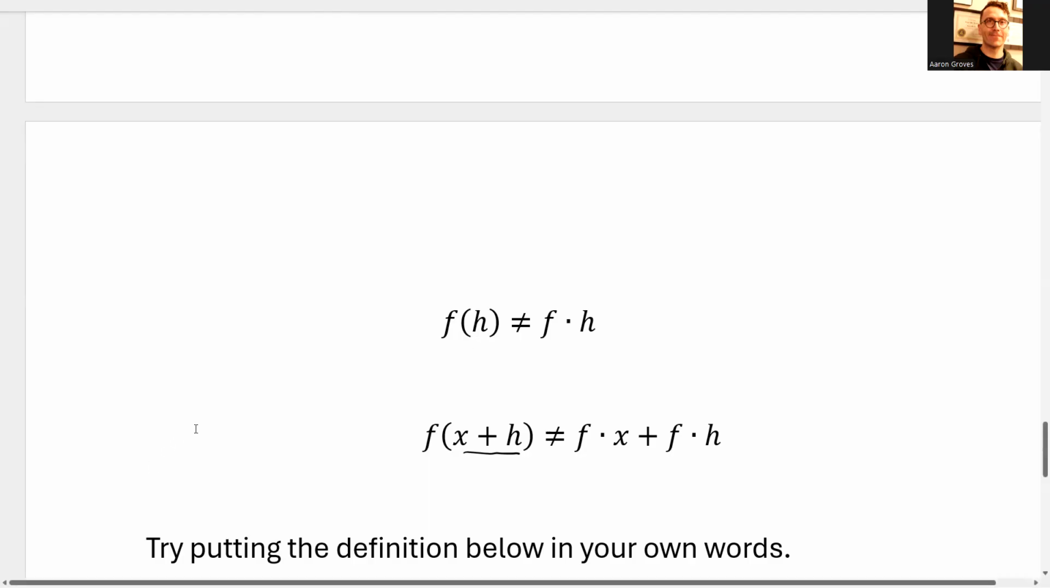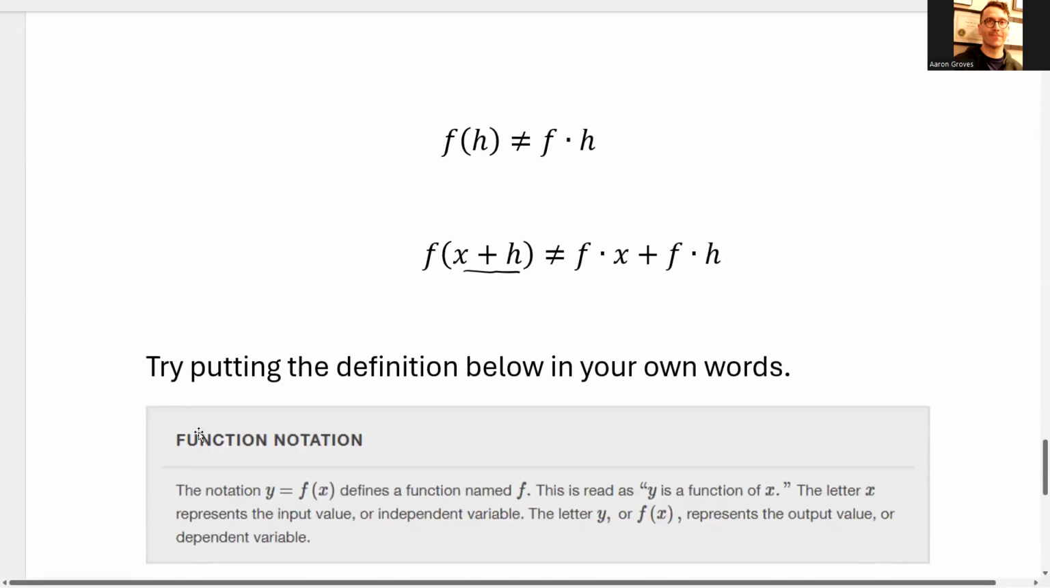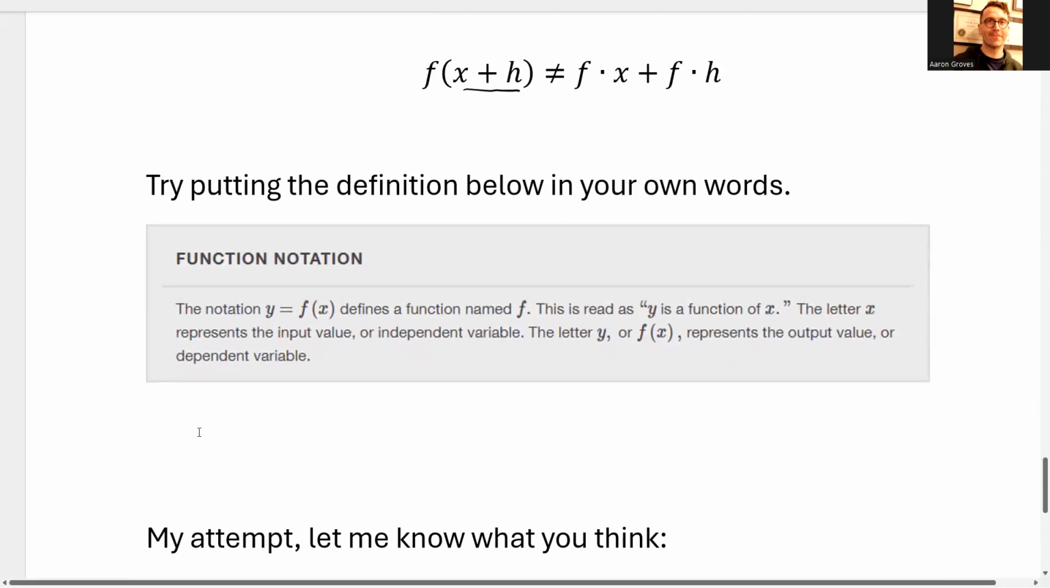We're actually going to be evaluating the entire expression x plus h into the function and not multiply. So one thing you might try is to take a formal definition of function notation and reword it into your own words. This is really helpful because it helps you understand things a little bit better.